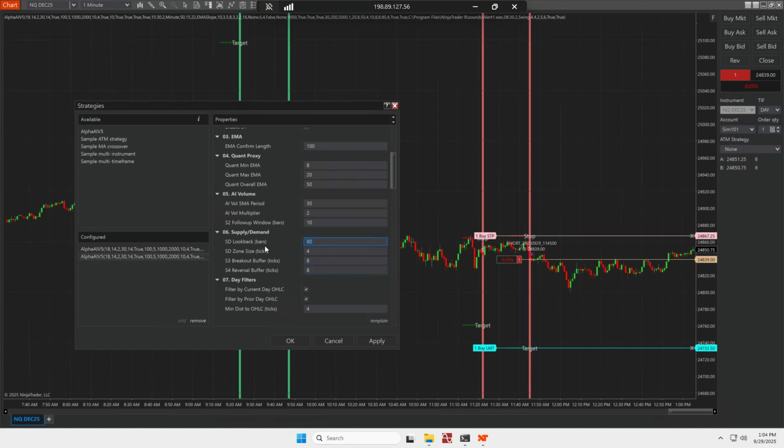What is the look back? How many bars do you want the system to look back for supply and demand, right? What is the zone tick size? If you guys can remember, we always use 4 ticks for the NQ supply and demand zone. That's why it is here.